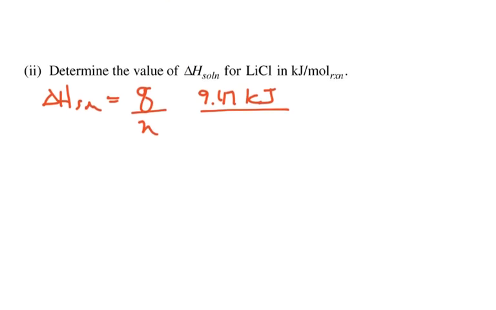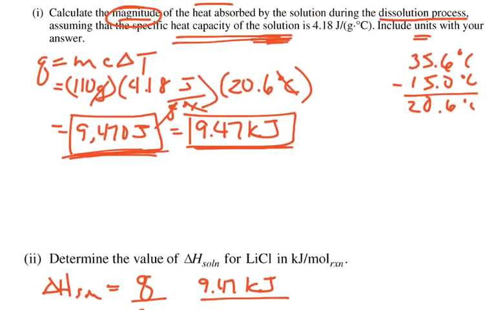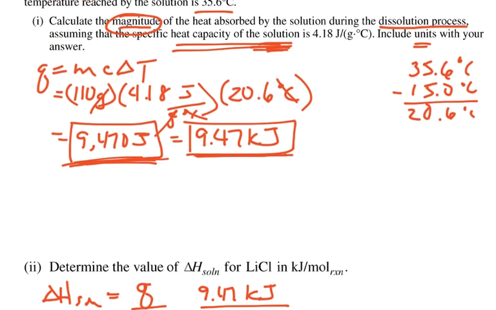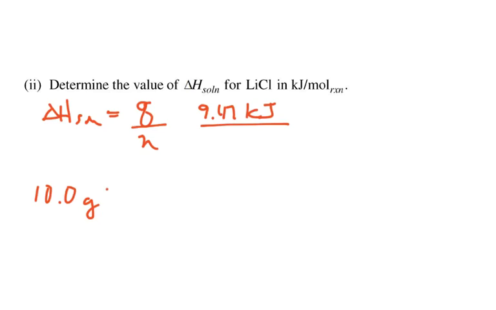Okay, so let's figure that out. We said we had 10 grams of lithium chloride. How many significant figures do we have? 10.0. Now we've got to take a lithium and a chlorine and add those together to get a molar mass.